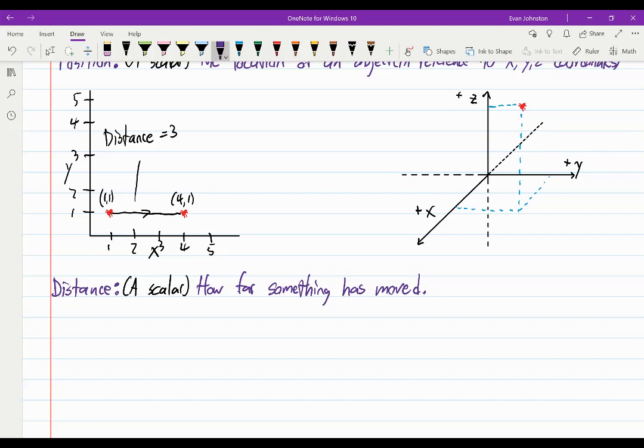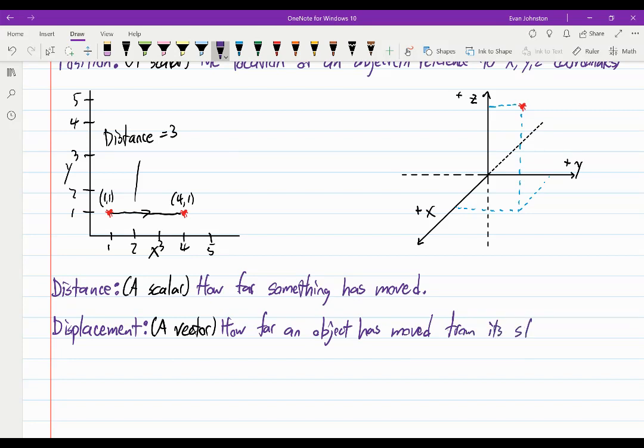All right. Now, let's look at displacement. Now, displacement, we finally have a vector. So what that means is it's really how far an object has moved from its starting point.